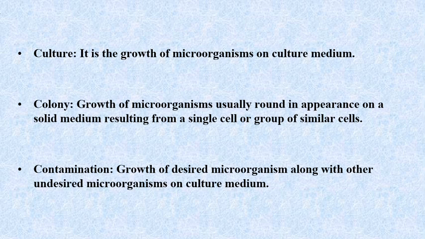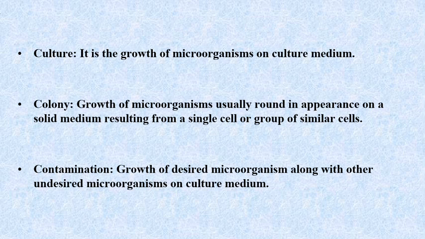So some important definitions from this exercise. First one, culture. What is meant by culture? It is the growth of microorganisms on culture medium. Growth of fungus or bacteria is called culture. Then colony: growth of microorganisms, usually round in appearance on a solid medium, resulting from a single cell or group of similar cells. When any bacteria grow, they show a round shape, bluish or whitish, whatever it may be. That round appearance of the bacterial growth is called a colony.